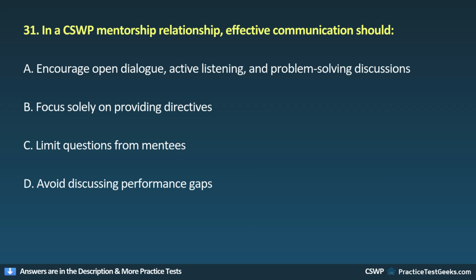31. In a CSWP mentorship relationship, effective communication should: A. Encourage open dialogue, active listening, and problem-solving discussions. B. Focus solely on providing directives. C. Limit questions from mentees. D. Avoid discussing performance gaps.